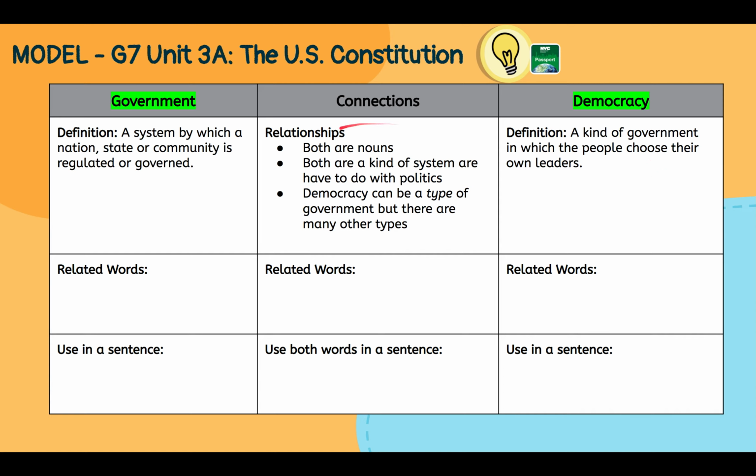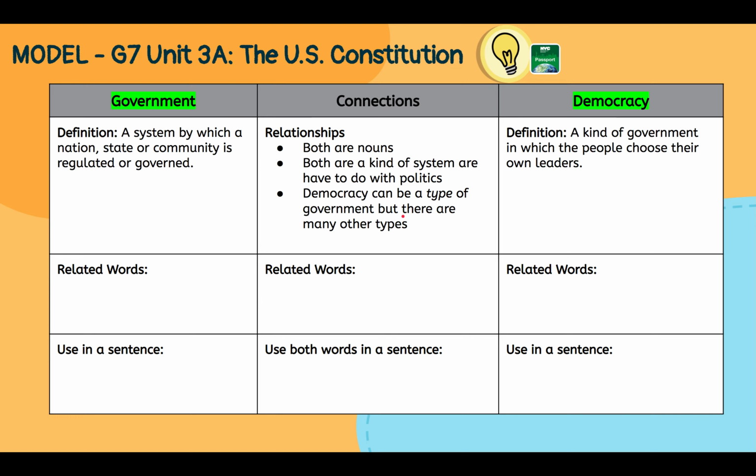In the middle, what you want to do in that first box in the middle column is find the connections or relationships between both of the words that you are working with. The first thing that I notice about both of these words is that they are both nouns. A noun is a word used to describe a person, place, or thing. And these are both things or ideas. The next thing I know about both of these words is that they're both a kind of system and they have to do with politics.